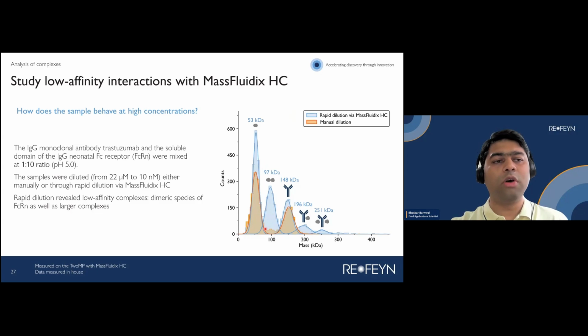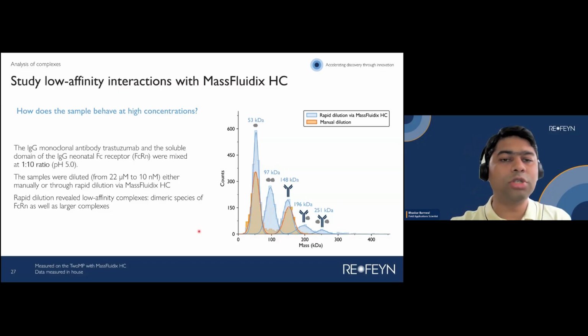We can also do low affinity interaction studies using MassFluidics SC. In this particular case, MassFluidics SC was employed because the affinity of the interaction was very low. And we have used it to compare it with the manual dilution method. As you can see here, when the manual dilution method was compared with the rapid dilution using MassFluidics SC, you can see the complexes in the rapid dilution in 1:1 and in 1:2 ratio. You also see the dimer of the antigen. However, in the manual dilution, you do not see those complexes or the dimer of the antigen.